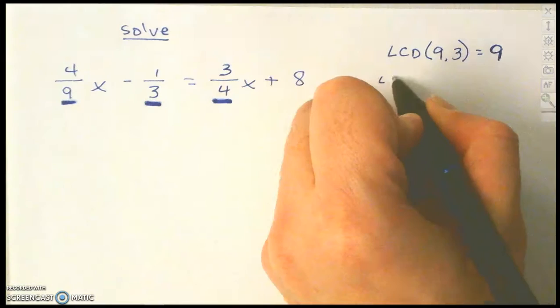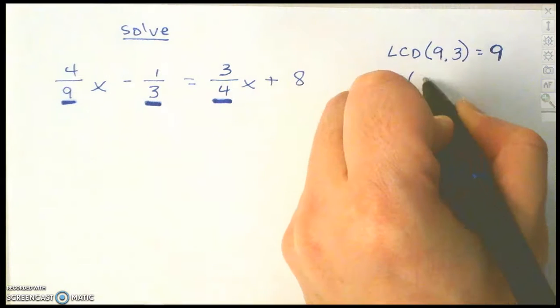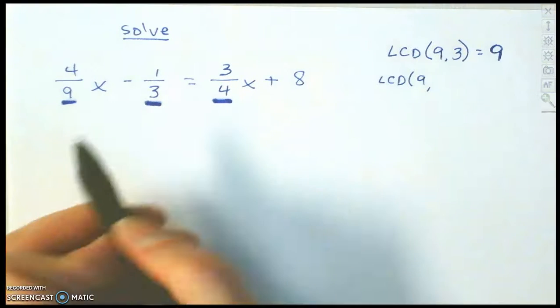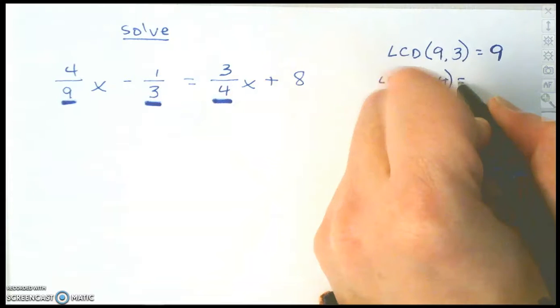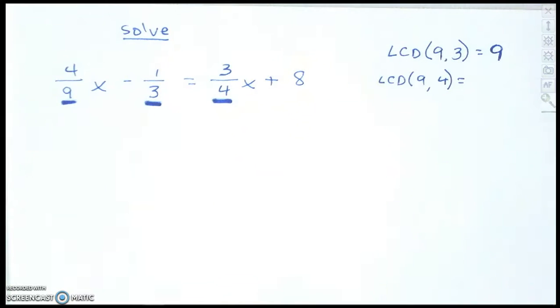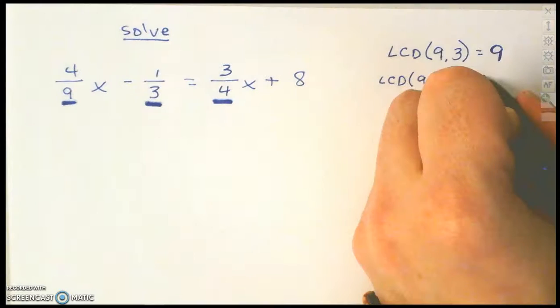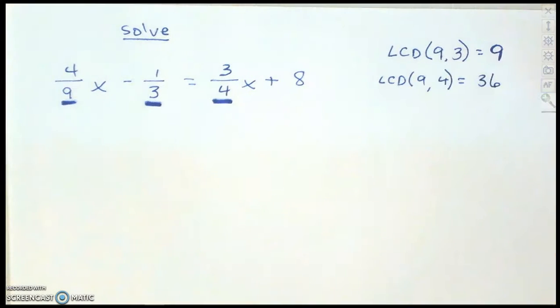Now we take that 9 that we just found from the first two, and we take it with the 4. And what's the least common denominator of 9 and 4? Well, 9 and 4 have nothing in common. And 9 times 4 is a 36. Okay? So that's our magic number.